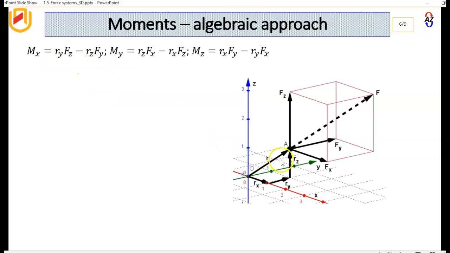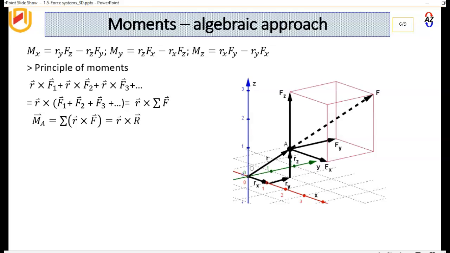And then My, if we look in this direction here, it's going to be Fx times Rz minus Fz times Rx. So remember also that in this case, Fy will have no moment in the y direction because it's parallel. And similarly, it can be shown also that Mz will be Rx Fy minus Ry Fx.